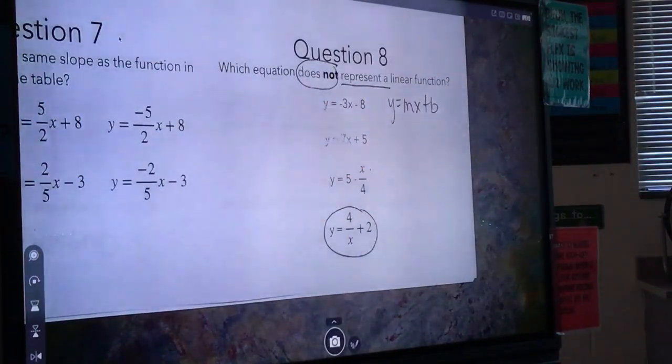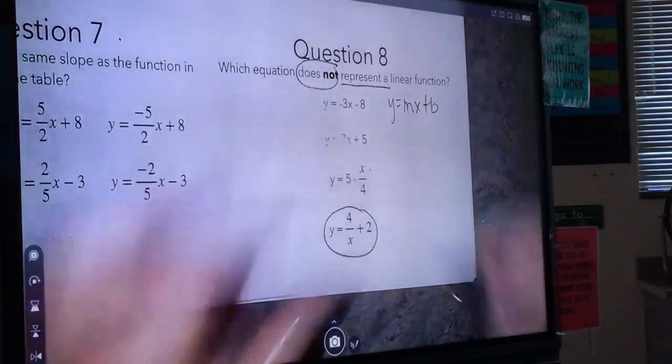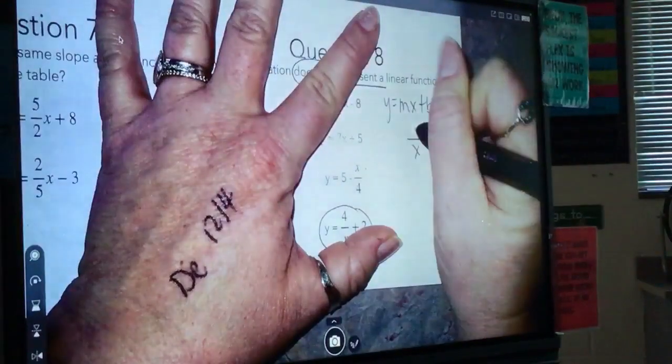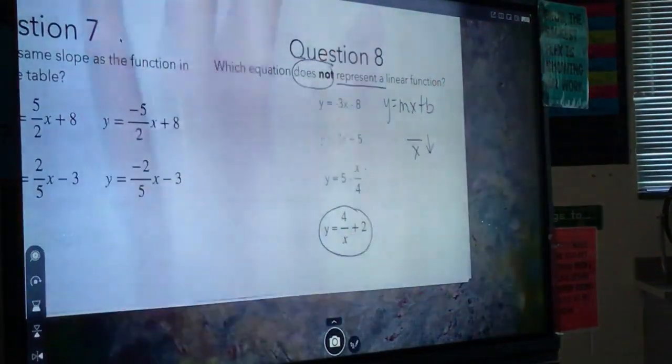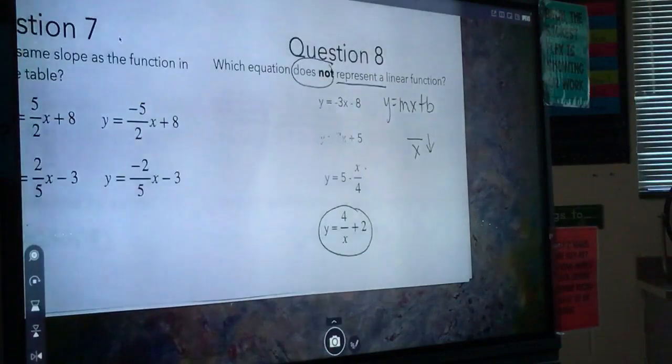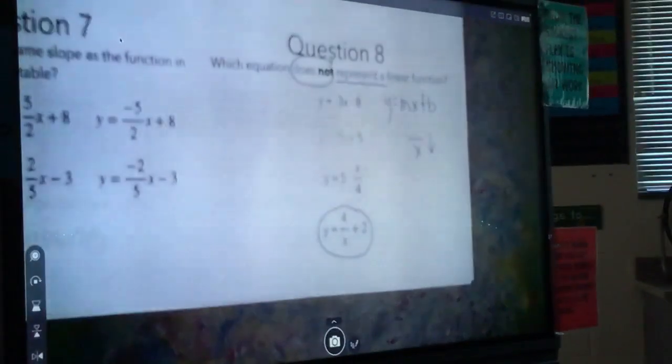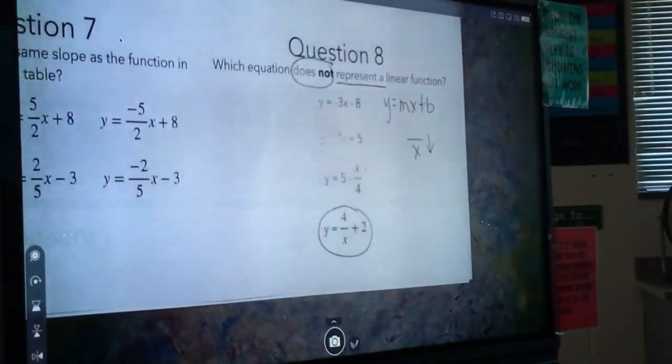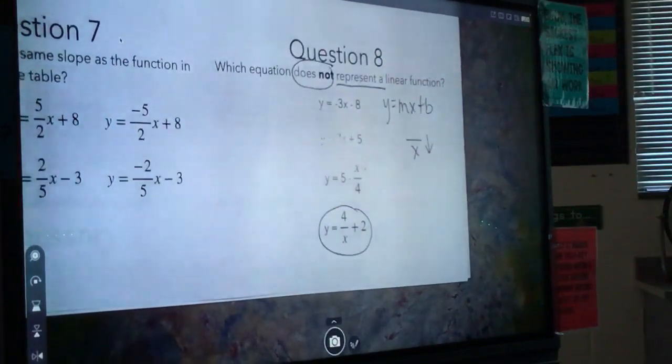So remember, when you are picking out which one doesn't represent, the x cannot be on the bottom. It cannot be the denominator. Your x cannot be the denominator, no matter what. You can divide by x, but it cannot be in the bottom. Does that make sense to you guys? So make that note, however you want to say it.